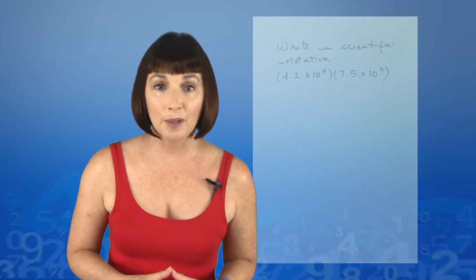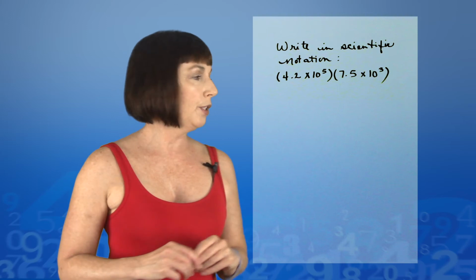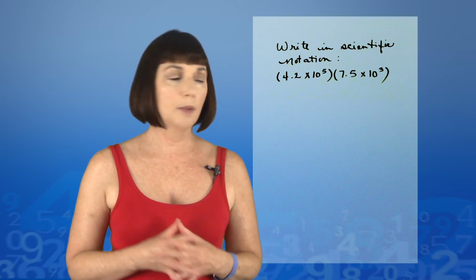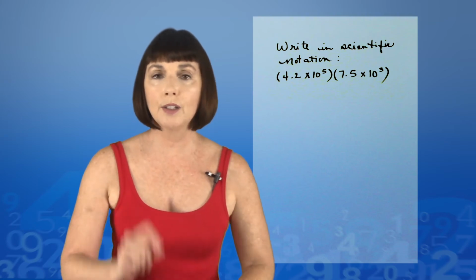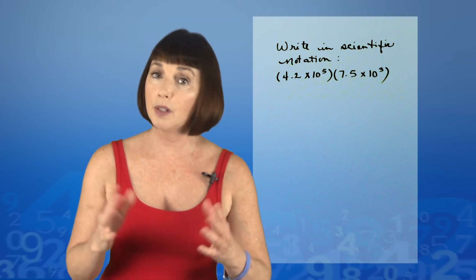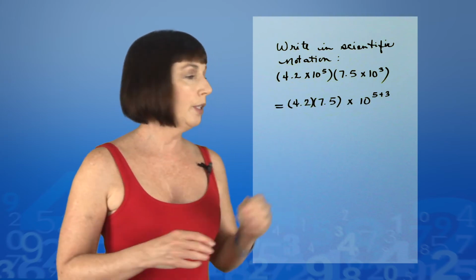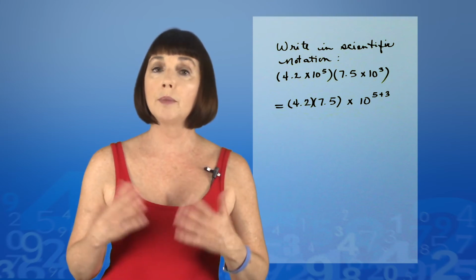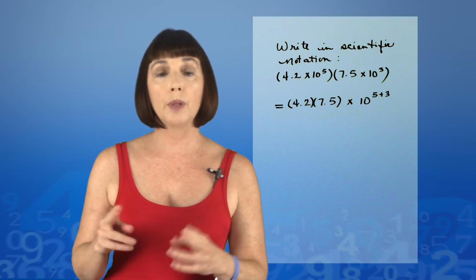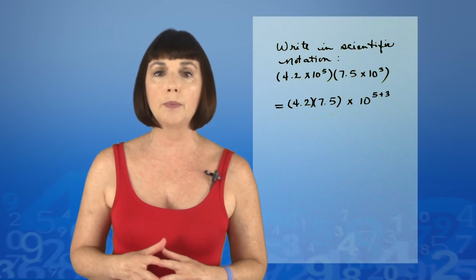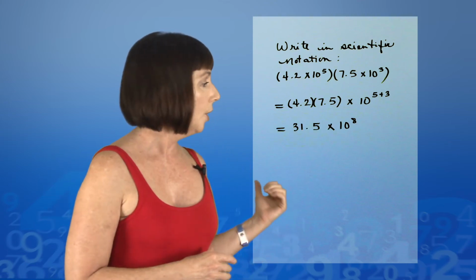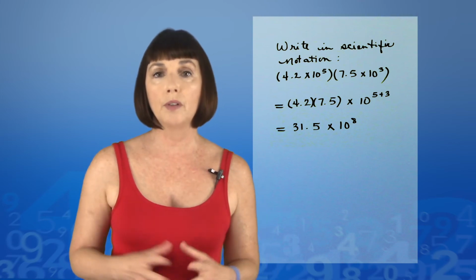Here's our last problem. We have 4.2 times 10 to the power of 5 times 7.5 times 10 to the power of 3. And we want to write our answer in scientific notation. So this is equal to 4.2 times 7.5 times 10 to the power of 5 plus 3. We're multiplying those powers of 10 together, so we add the exponents. And that gives us 31.5 times 10 to the power of 8.